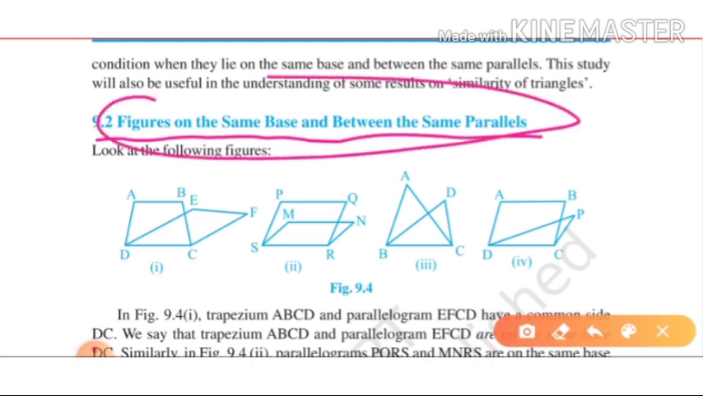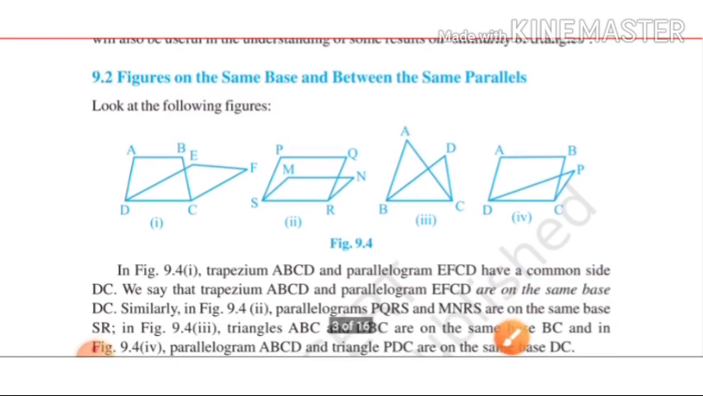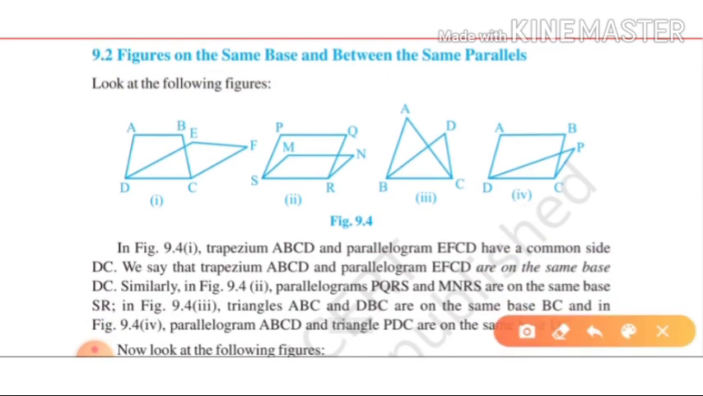We know what are parallel lines. Two lines which are equidistant from each other, that means they do not meet each other, are called parallel lines.